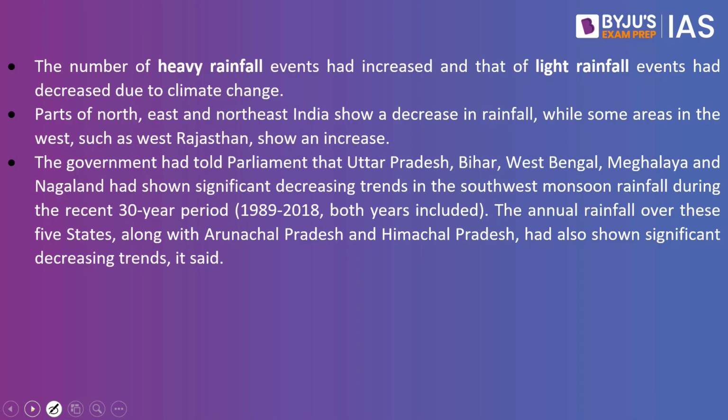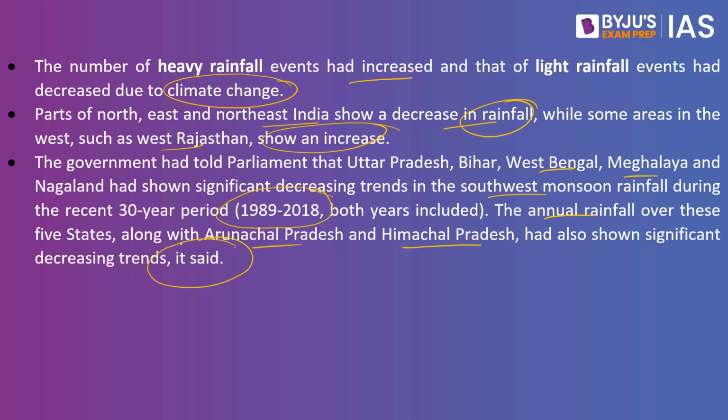The number of heavy rainfall events has increased. That of light rainfall events has decreased due to climate change. Parts of the northeast India show a decrease in the rainfall, while some areas in the west, such as West Rajasthan, have shown an increase. The government told Parliament that Uttar Pradesh, Bihar, West Bengal, Meghalaya and Nagaland had shown significant decreasing trends in the southwest monsoon rainfall during the recent 30-year period between 1989 and 2018, both years included. The annual rainfall over these 5 states, along with Arunachal Pradesh and Himachal Pradesh, had also shown significant decreasing trends, said the Government of India in Parliament.